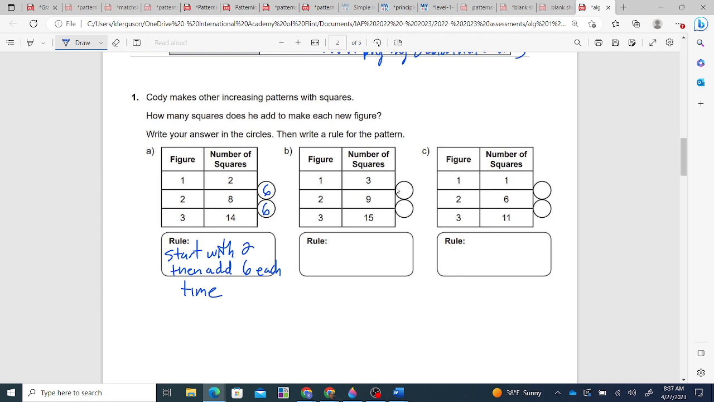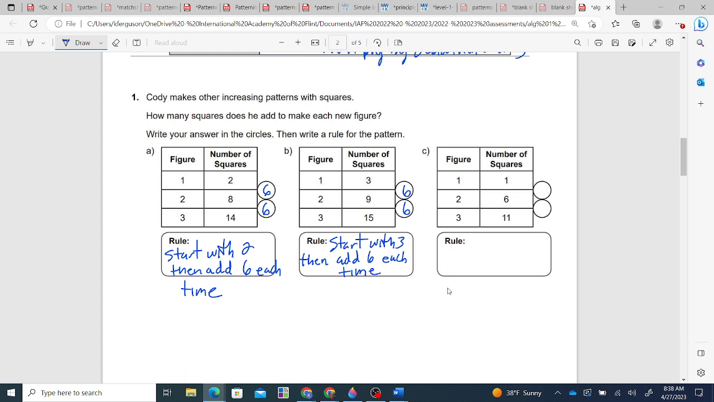So then we do the next one. I start with 3 squares, then I get to 9 squares. What did I do? I added 6. I went from 9 squares to 15 squares. What did I do? I added 6. So this time, I'm going to start with 3, then add 6 each time.